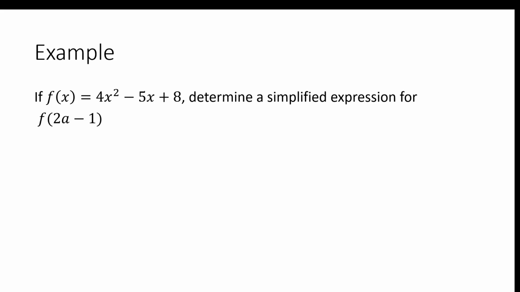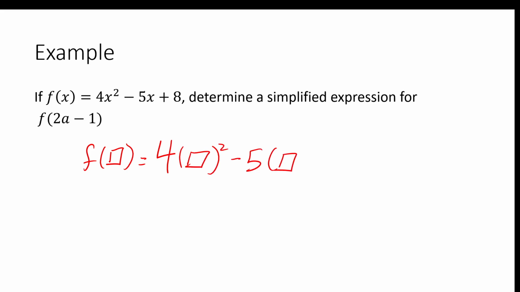Okay, now what if we wanted to determine a simplified expression for f of 2a minus 1? This is a situation where it's helpful to think in terms of block. When we see f of x, we can call it f of block. So when we see 4x squared, we can think of that as 4 block squared. And then minus 5x, we can think of as minus 5 block.